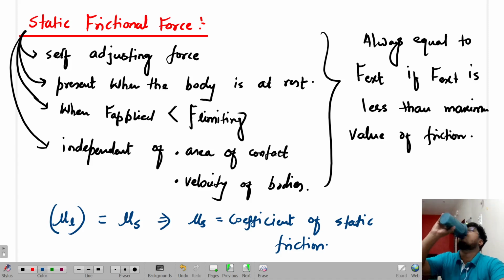Saroj, clear? Yes, sir. समझ में आया? हरिओम क्लियर है? कुछ डाउट?